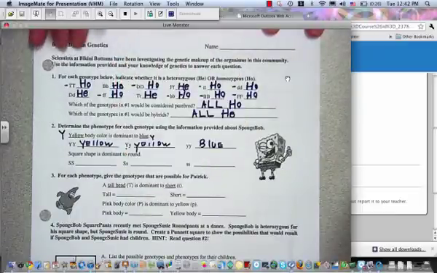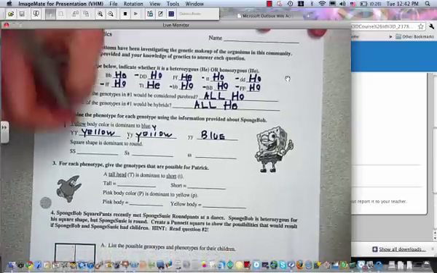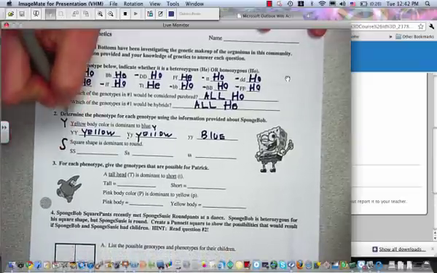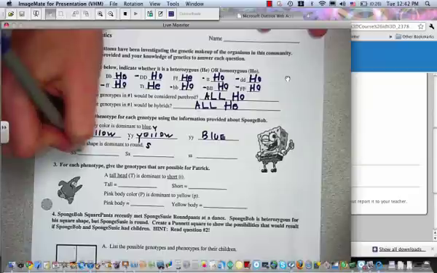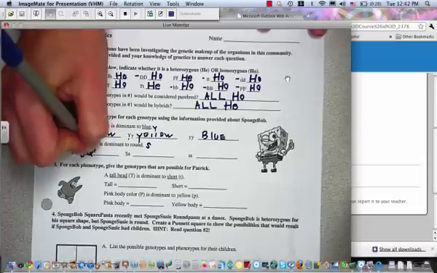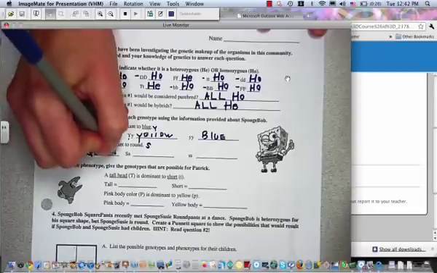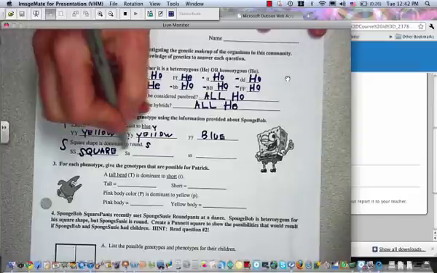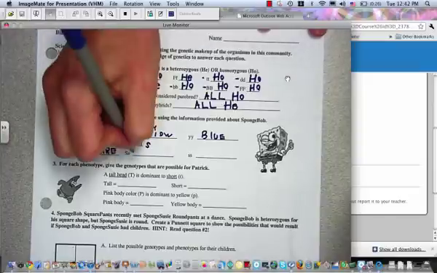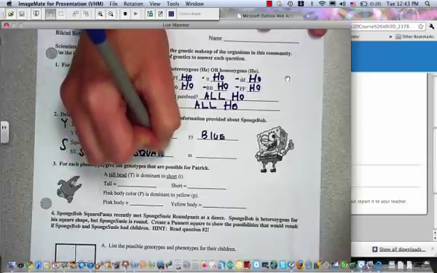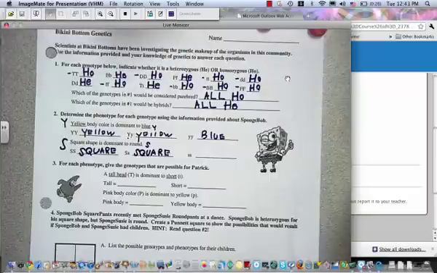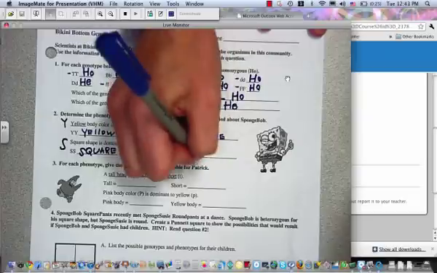Do the same thing with square being dominant to round. Square would be a capital S, round would be a lowercase s. The first one, two capital S's, would be square. The next one, a capital and a lower. Capital is dominant, would also be square. Lowercase s, that's both recessive, so that would be round.